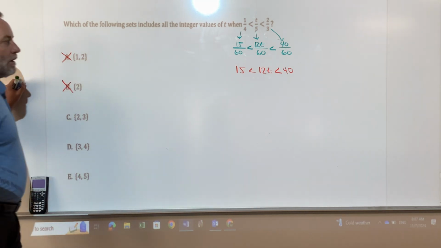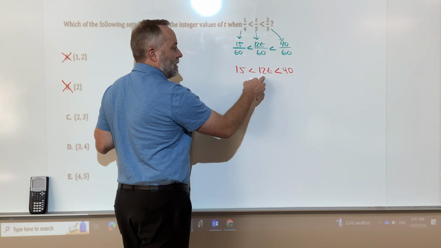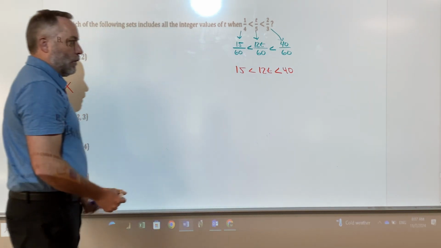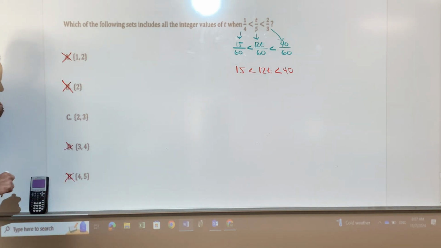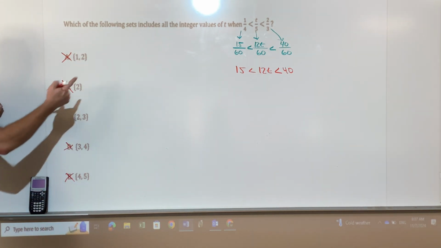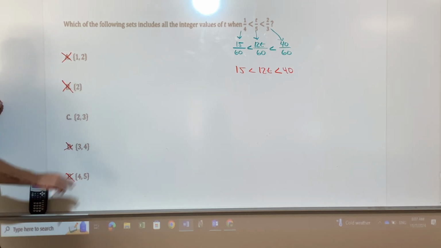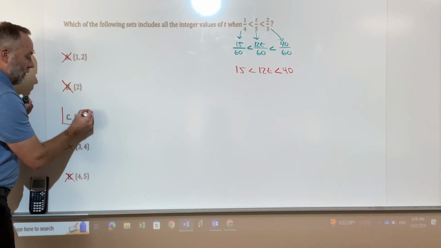Let's try 4. If I plug 4 in for t, 4 times 12 is 48. And 48 is not less than 40. So the 4 can't work, and therefore E doesn't work as well. So we know that if you plug in the values for 2 and 3, that will make that inequality true, and therefore our solution is found in C.